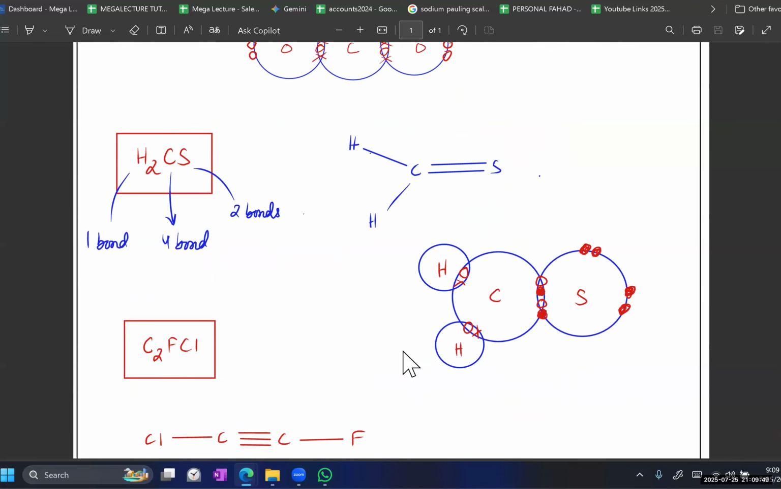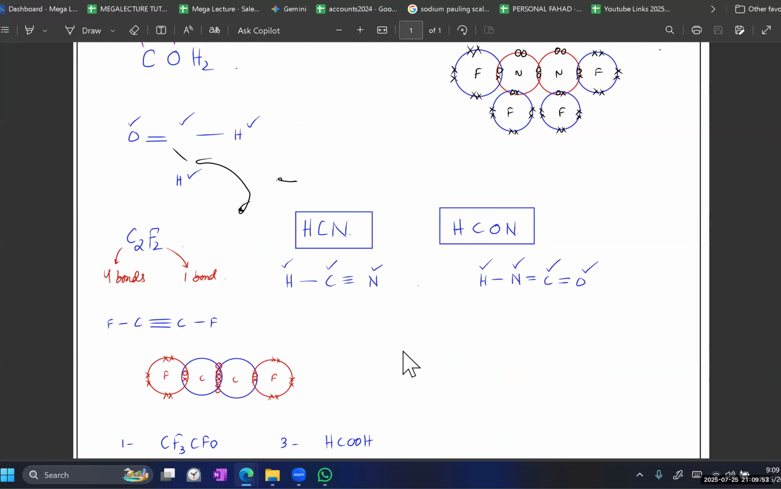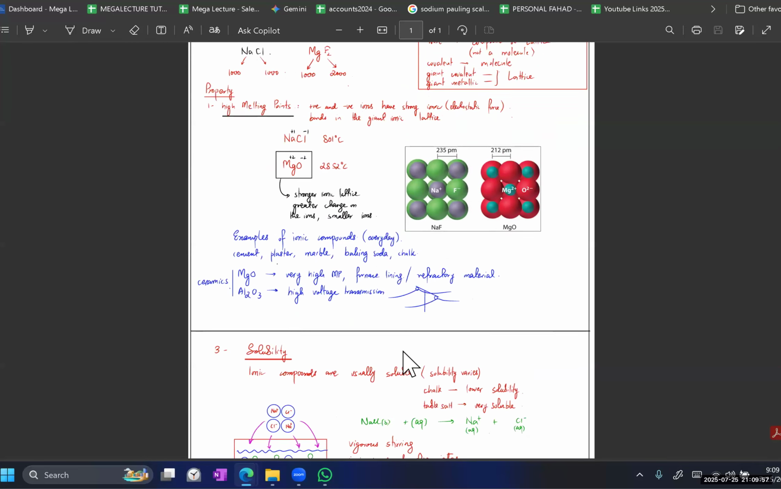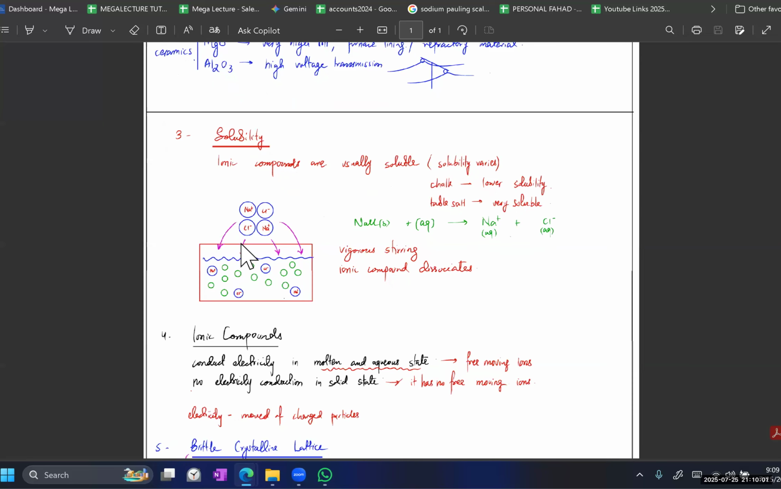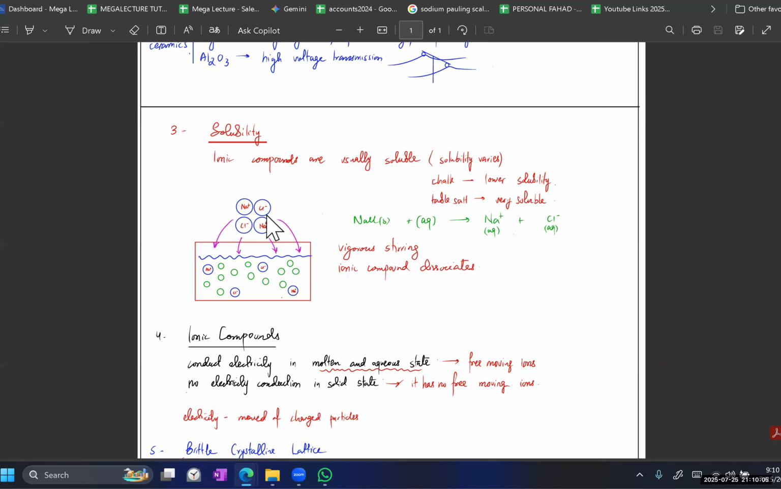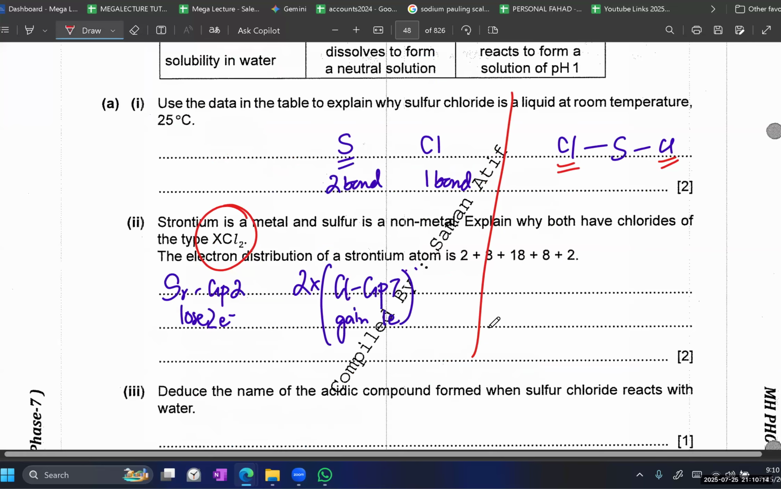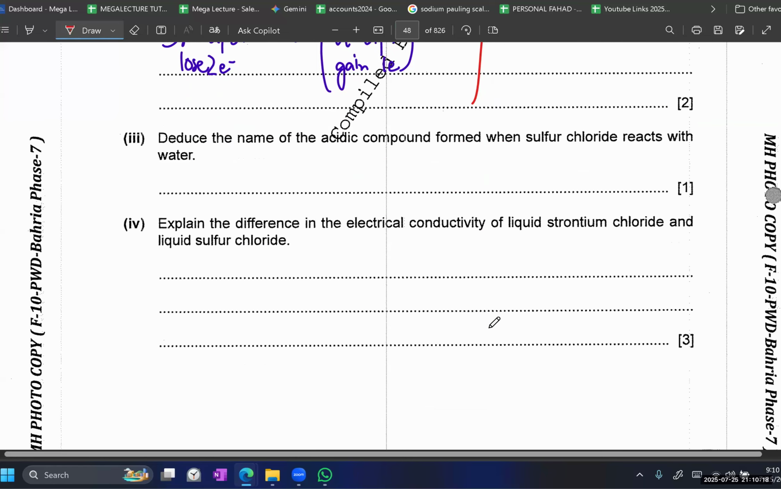So all these molecules, they're not going to conduct. And we've got ionic compounds. Ionic compounds conduct electricity, but only when they are either molten or aqueous, because in solid state, the ions or the charged particles can't really move. So they will only conduct when they are aqueous or when they are molten. So the liquid strontium chloride is molten. So it has free moving ions. And yes, it is going to conduct. That's one mark, that yes, it will conduct, and it will conduct because of free moving ions. And for the other one, it's going to be no, that it's not going to conduct because it has no free moving electrons or ions. That's the next one.